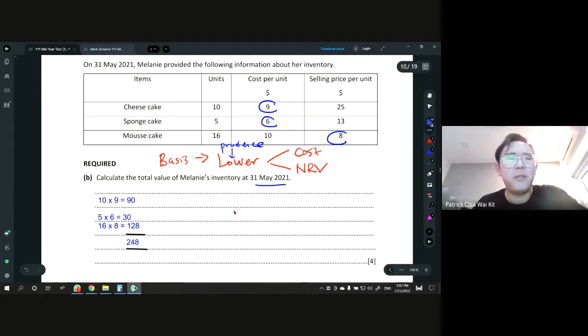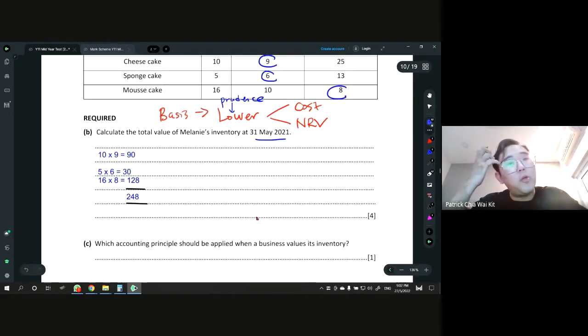This question is quite straightforward because there's no adjustment. They didn't give you carriage inward, or repair costs and stuff like that. So it's just basic. If you want to know more, please go back to check your notes, check the textbook, or find some other questions.